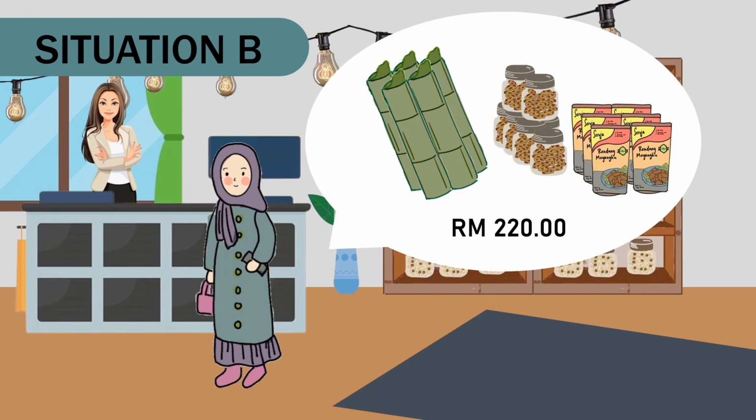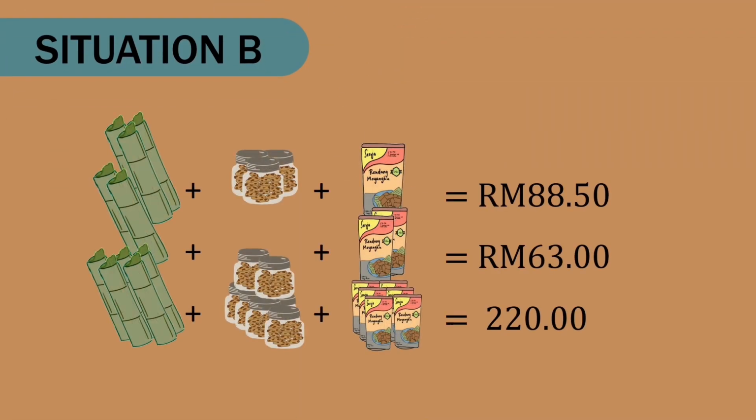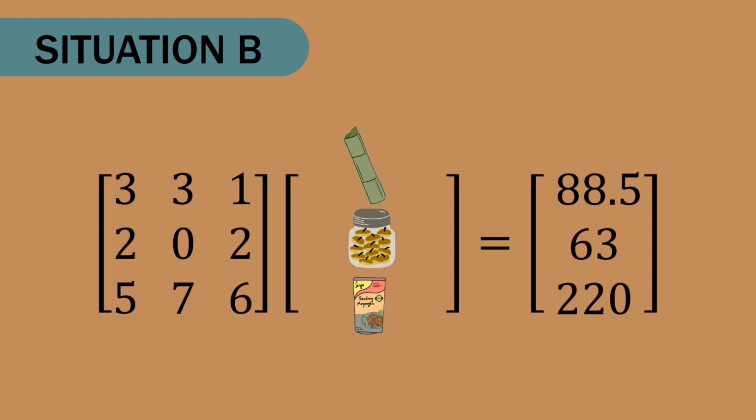Based on that situation, we can create an equation like this. Hence, the equation can be converted into matrix form. As you can see here, there are 1 stick of lemang, 1 container of kuih raya and 1 packet of rendang. Each of these figures represents its price. By using the inverse matrix, we can find the price of each item. Next, Teacher Izzatul will teach us about the basics of inverse matrices.